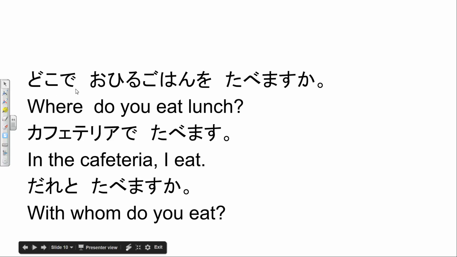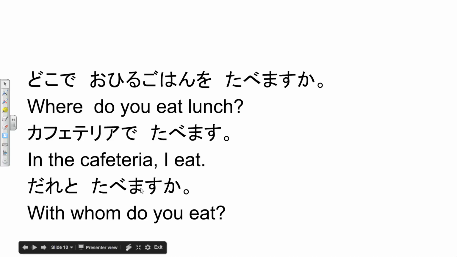Doko de ohiru gohan o tabemasu ka? So again, this is asking a question. This is one of those who, what, where kind of questions. In this case, it's where. So we can take this word out, doko, and replace it with a place. Cafeteria de tabemasu. We could say cafeteria de ohiru gohan o tabemasu. That's correct, but you don't really have to.